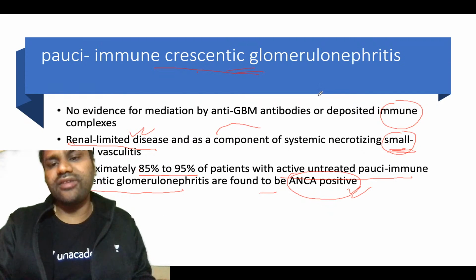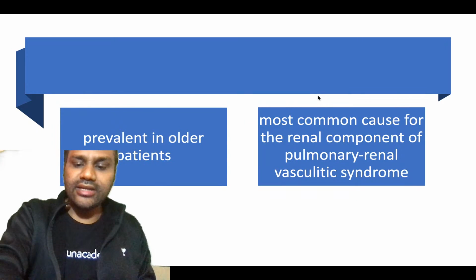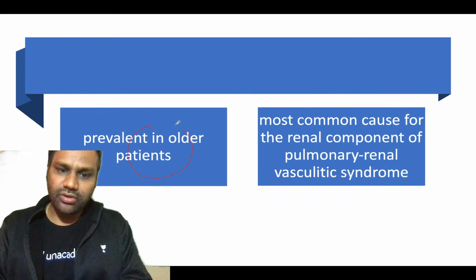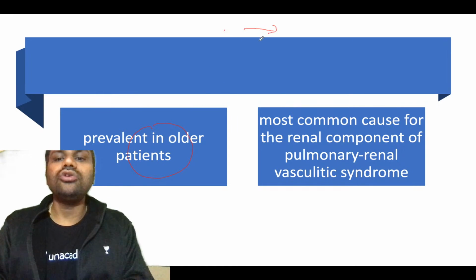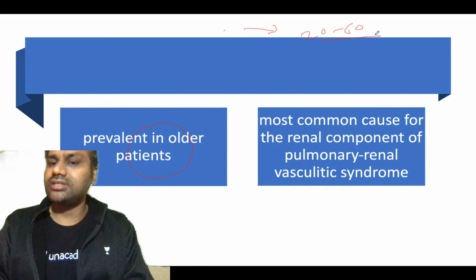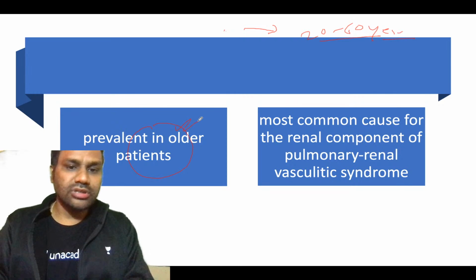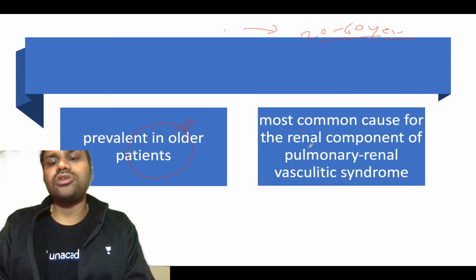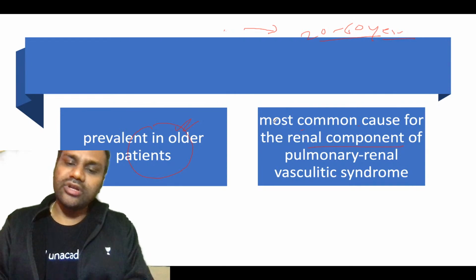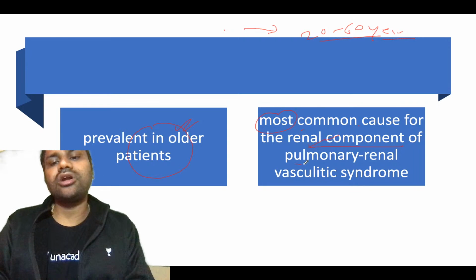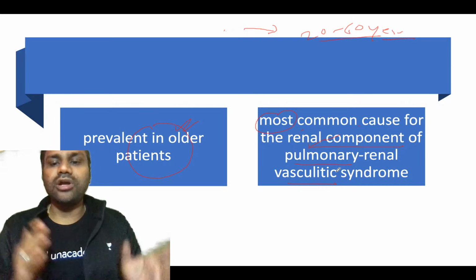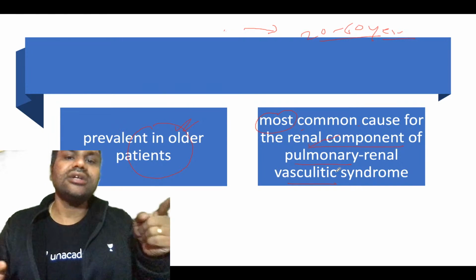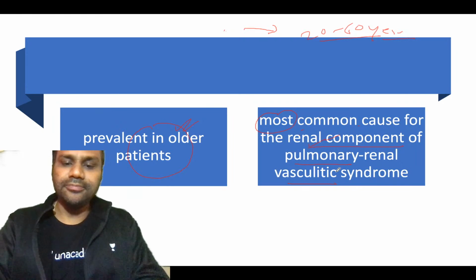Now, pauci-immune glomerulonephritis is prevalent in older age patients. As I said, anti-GBM, Goodpasture syndrome, can be in children also, with 20 to 60 years the peak years in anti-GBM glomerulonephritis. Here they are mostly present in older patients, and they are also the most common cause of the renal component of pulmonary renal vasculitis syndrome. So this is very much important. Again, pulmonary renal vasculitis syndrome is associated with this pauci-immune glomerulonephritis.